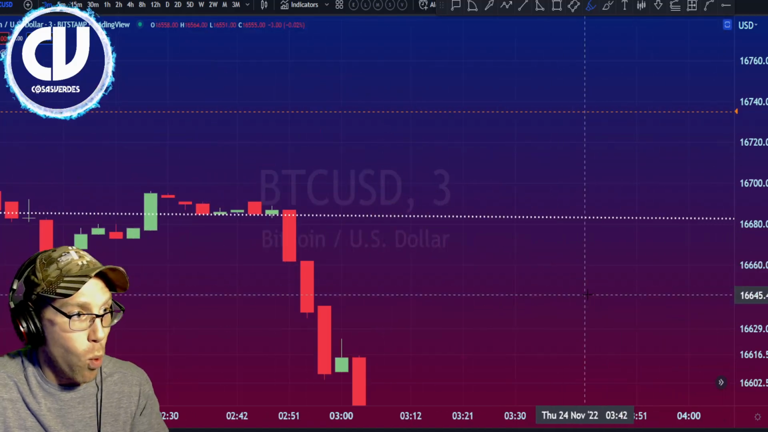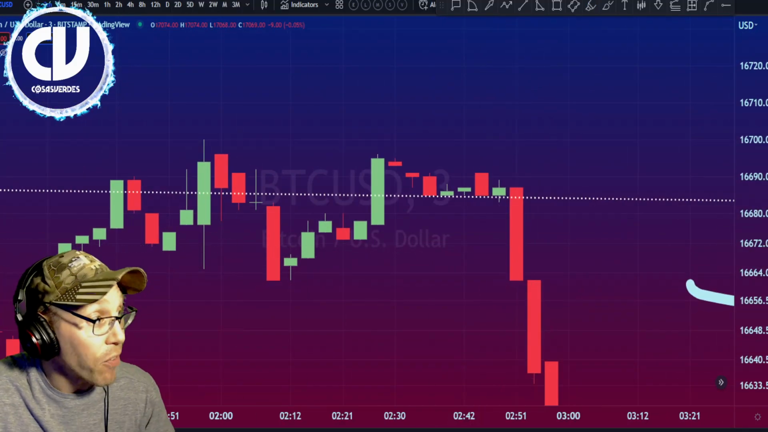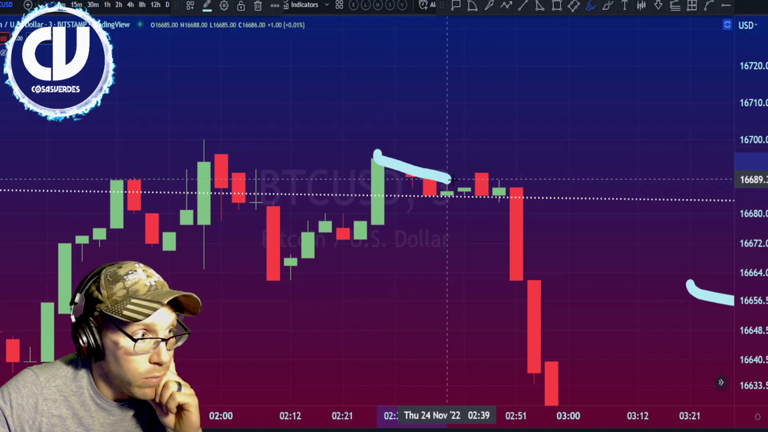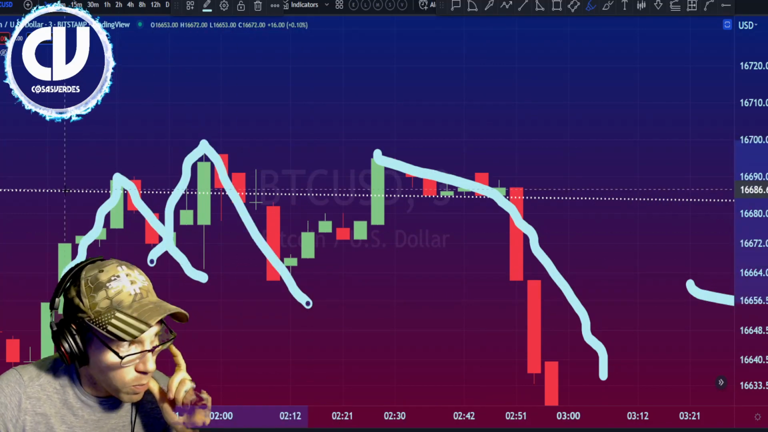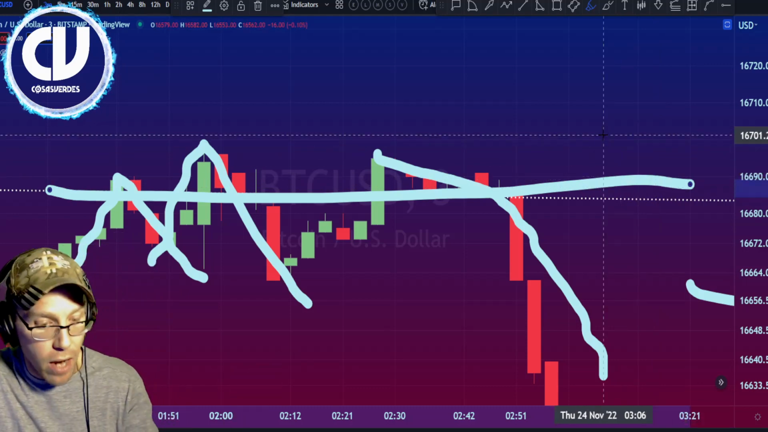So even zooming way down into here, when it looked like it was wanting to go up, it never used this as support. No support. No support on the line. No support on this line ever. So you could tell it was going to go down.